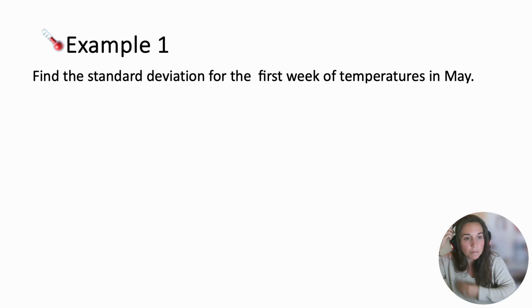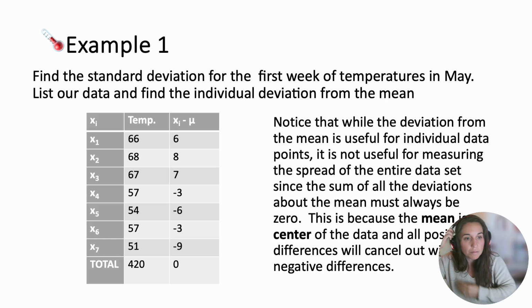So now let's find the standard deviation for the first week of temperatures in May, okay? First thing we're going to do is list each day's temperature and compute its deviation from the mean. And again, whether it's a population or a sample, we already know that the mean, or x bar, we computed that earlier, was 60 degrees. So I have all my temperatures listed here, right? All my x sub i's are listed here on the left side, all my data points for the first week in May. And so if we subtract x sub i minus mu, each of our data points minus the population mean, right? Here it would be 66 minus 60, we get 6 degrees.